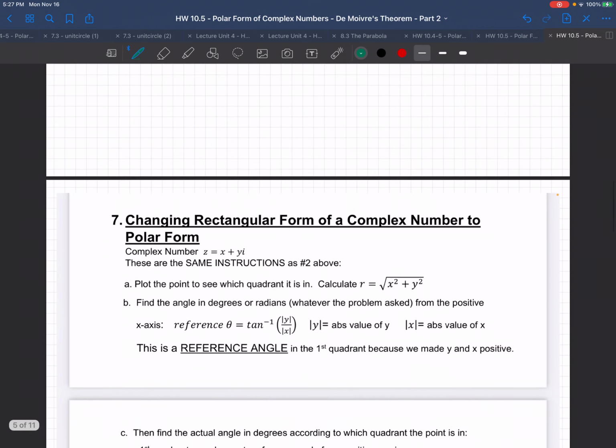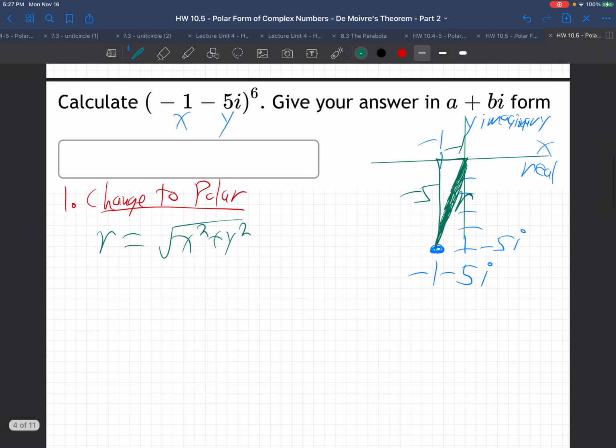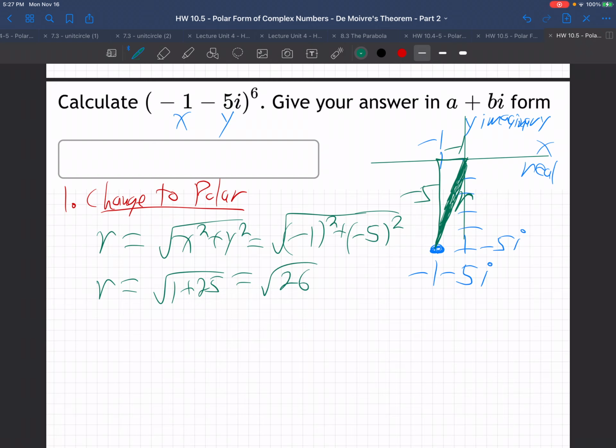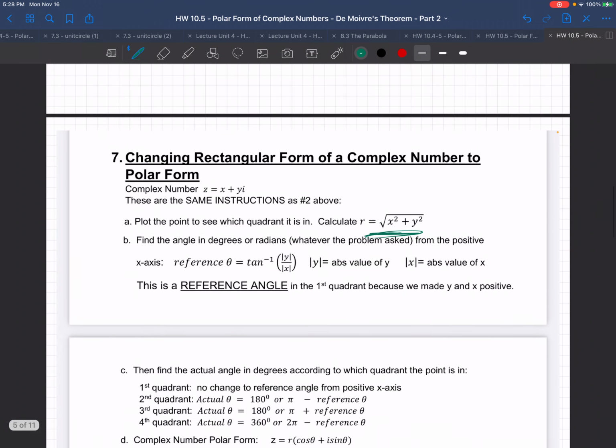So you just do r is the square root of x squared plus y squared. That's what the formula says right here. Calculate the length of the polar number. Square root of x squared, negative 1 squared, plus y squared, negative 5 squared. So r is the square root of 1 plus 25. r is the square root of 26. I'm just going to leave it like that for now. I don't want to get a decimal yet. Okay, so now that's step 1.